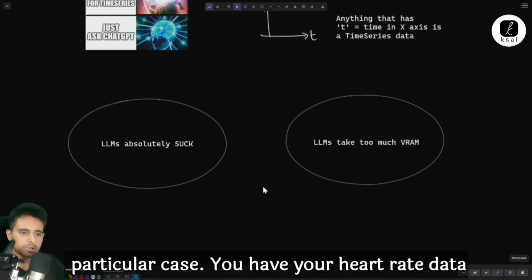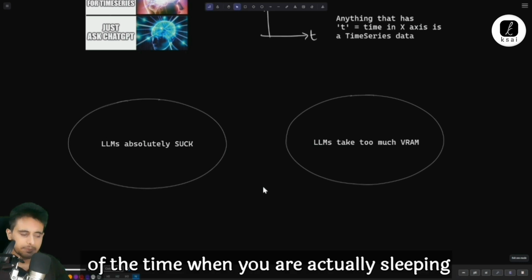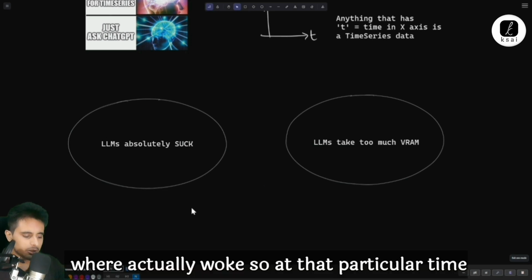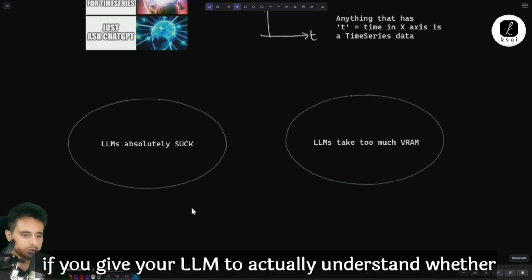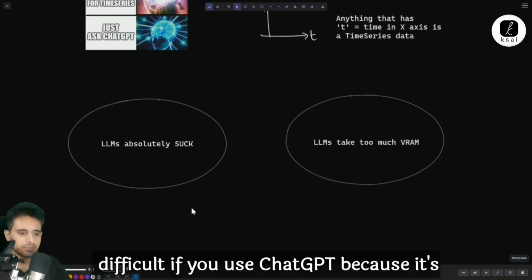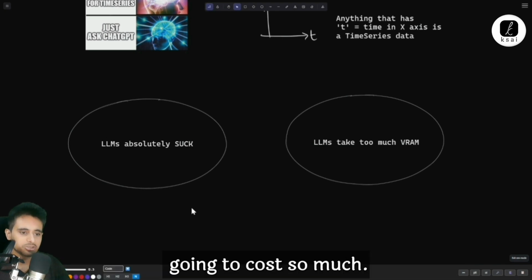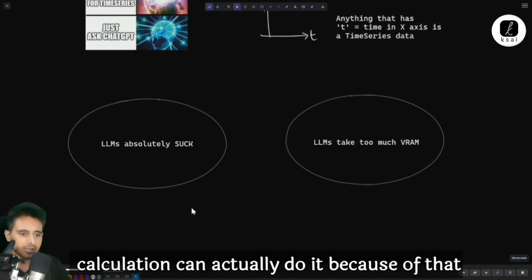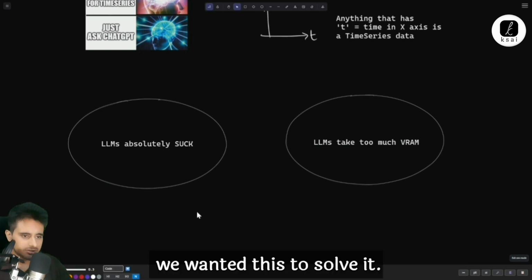You have your heart rate data of the time when you are sleeping, and you have your heart rate data of the time when you walk. At that particular time, if you ask your LLM to understand whether you are sleeping or not, it is going to be so difficult if you use ChatGPT because it's going to cost so much. But the task is so simple that a very simple calculation can actually do it. Because of that, we want to solve it.